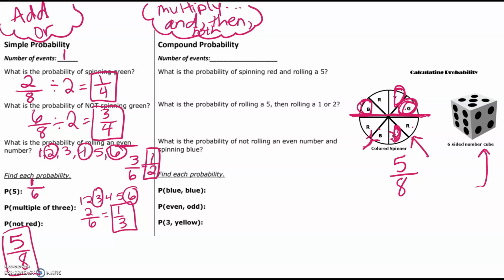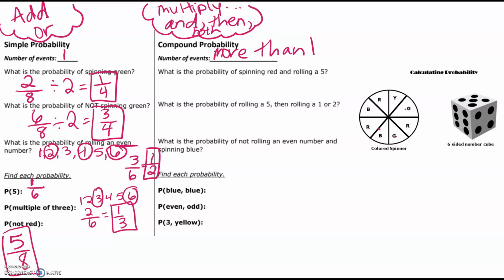All right, let's look over to the right. It says compound probability. This is where it does get very complex, so to say. All right, so the number of events on this one is more than 1. Simple was 1. This is more than 1. So it wants to know, what is the probability of spinning red and rolling a 5? So here's where our and or comes in, and we have to decide, are we going to multiply or are we going to add? So when it wants the probability of spinning red, that's the first part. And then and, if you remember, or look up top, it says multiply.